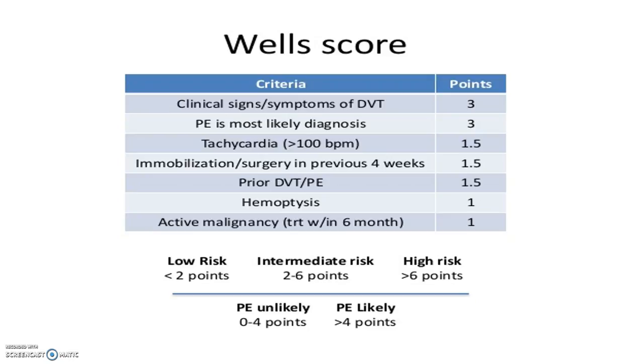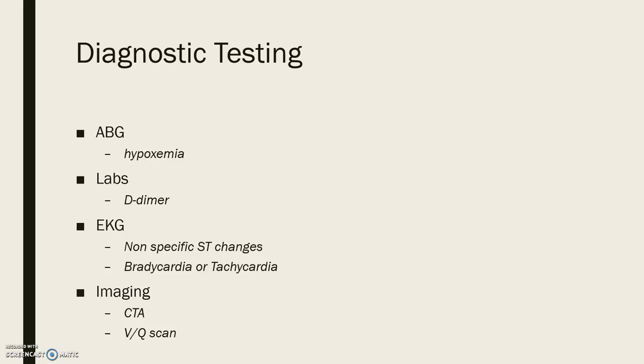Wells criteria is not meant to diagnose PE, but to guide workup by predicting pretest probability of a PE and appropriate testing to rule out the diagnosis. An ABG will show hypoxia in 3/4 of all presentations.